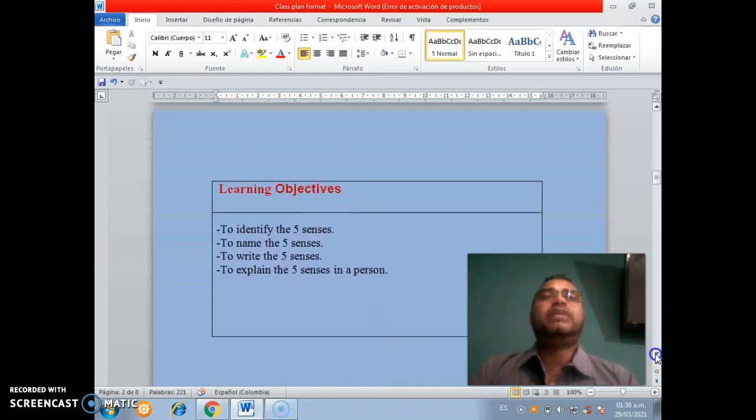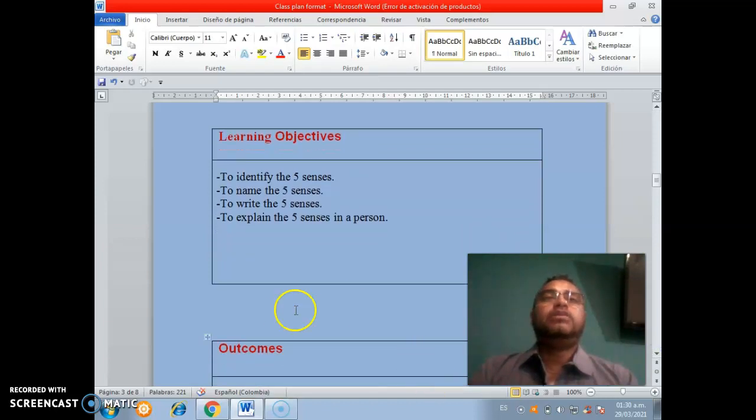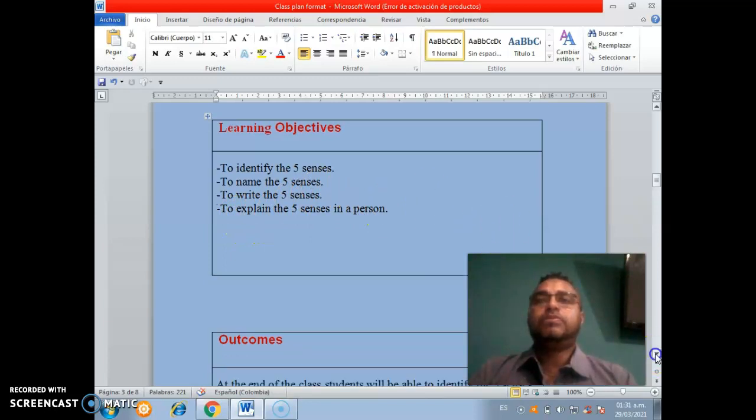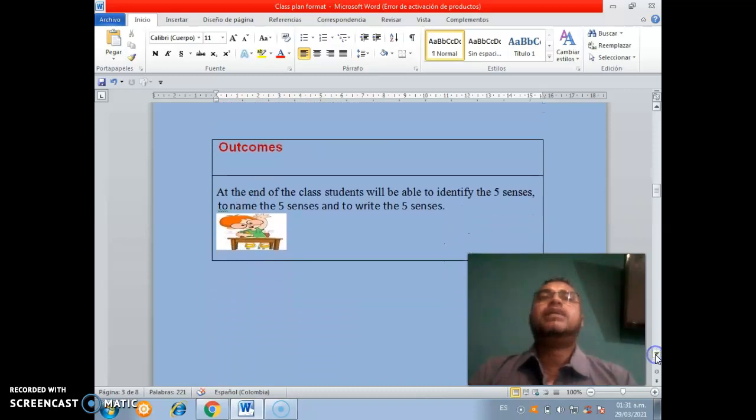The fourth element is learning objectives. The objectives are to identify the five senses, to name the five senses, to write the five senses, and to explain the five senses in a person. Outcomes. At the end of the class, a student will be able to identify the five senses, to name the five senses, and to write the five senses.